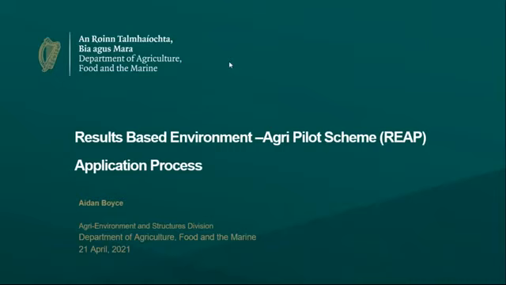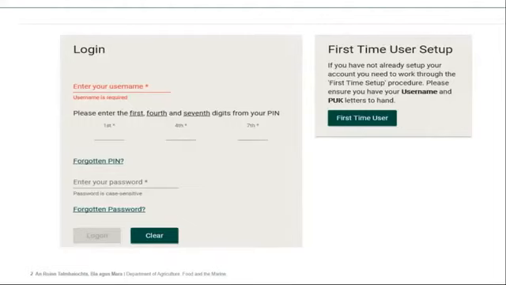Okay, so I'm just going to take you through the application process. As you know, for most of the department schemes at this stage, the application process is entirely online. So the first thing you need to do is to log into your AgFood portal, the same as you would for any other of the schemes.